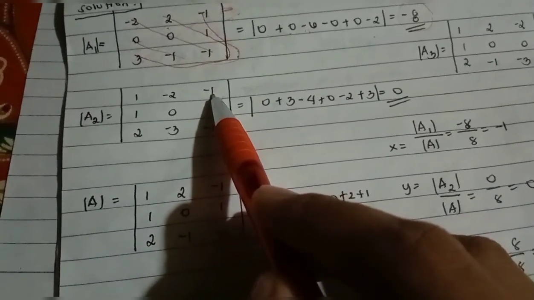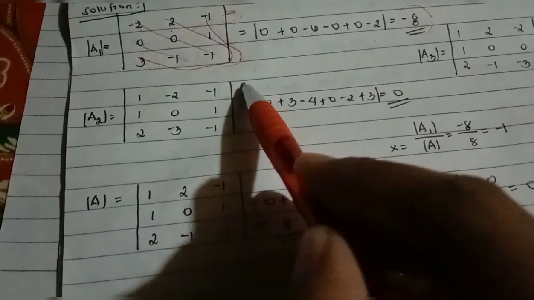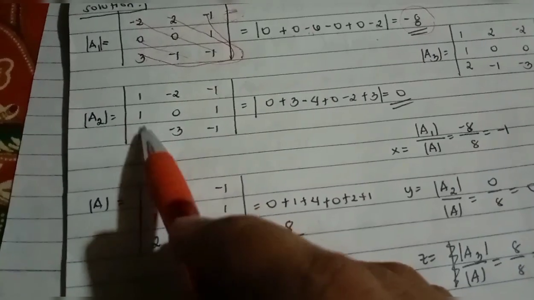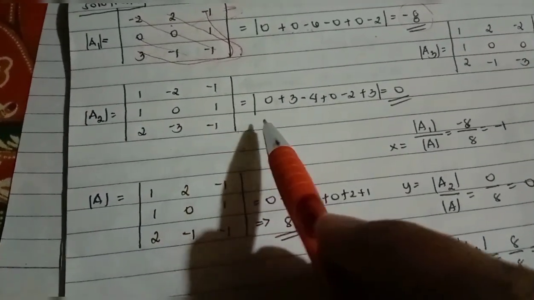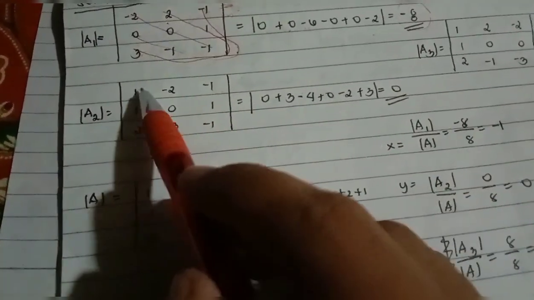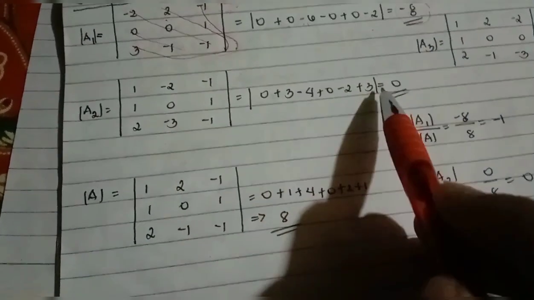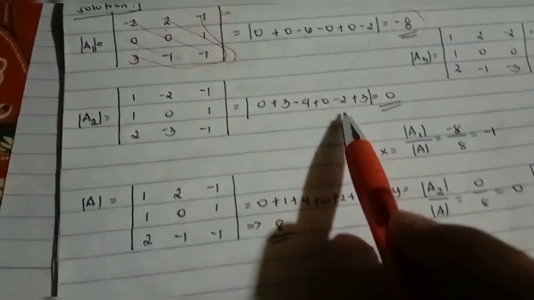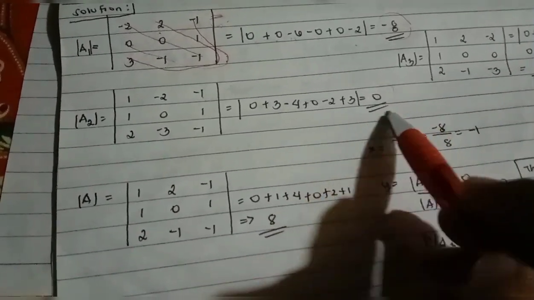So it becomes 0, since it is positive 0, and since it is negative 3, negative times negative is equal to positive. So next is 1 times negative 2 times negative 1 is equal to negative 2. 1 times 1 times negative 3 is equal to positive 3. So 0 plus 3 minus 4 plus 0 minus 2 plus 3 is equal to 0. So the determinant of A sub 2 is 0.